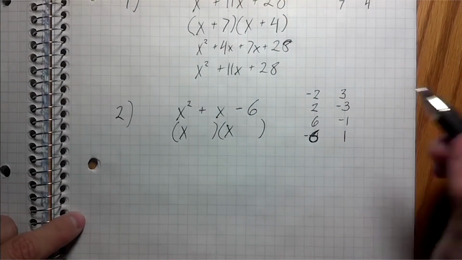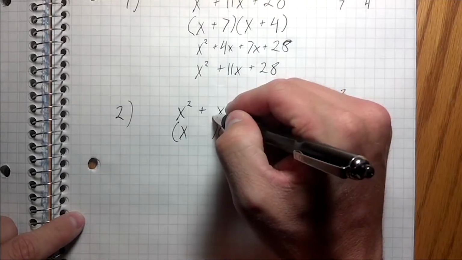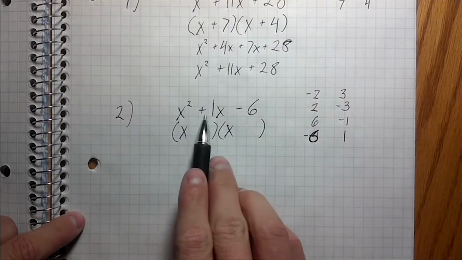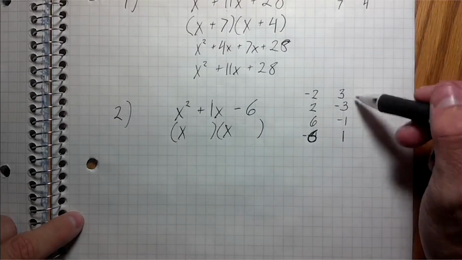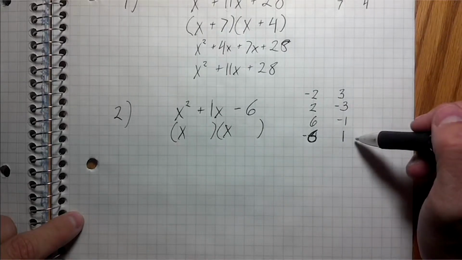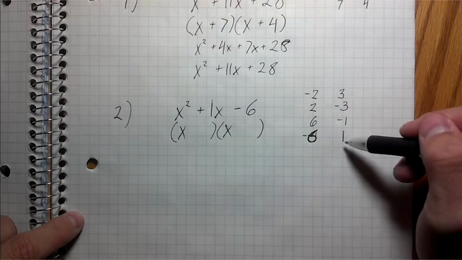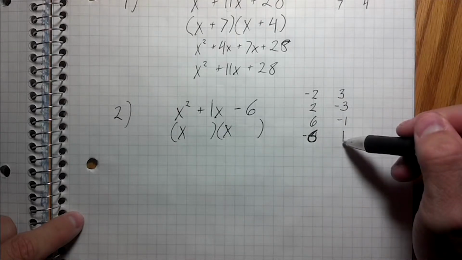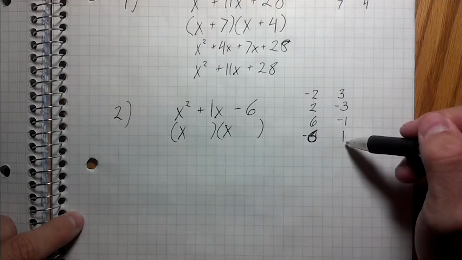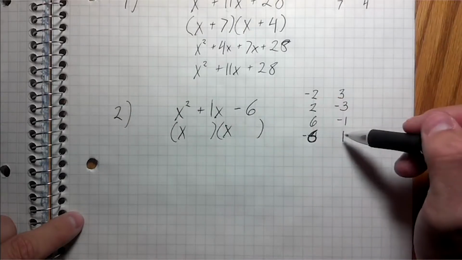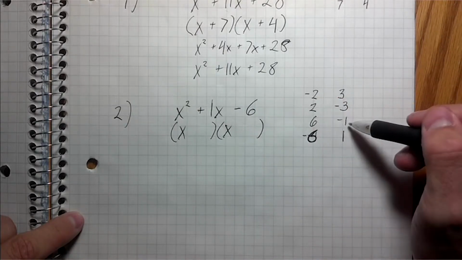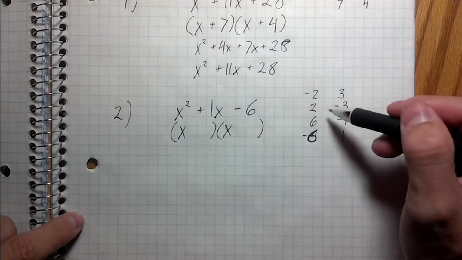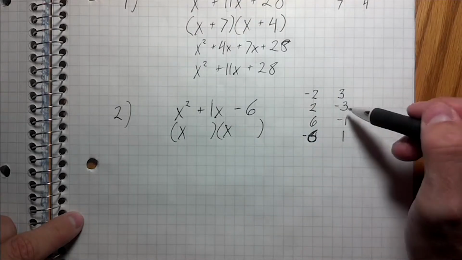And the reason I'm saying positive 1 is because isn't there sort of like an imaginary 1 here, right? This is sort of like 1x, right? So I need to just look at this, right? If I took a negative 6 and a positive 1, negative 6 plus positive 1 is negative 5. Nope, doesn't work. What about positive 6 and negative 1? 6 plus negative 1, 5. Nope, doesn't work. How about 2 and negative 3?